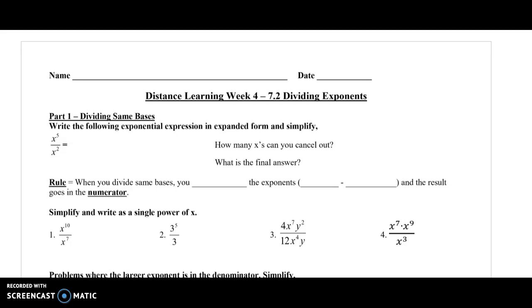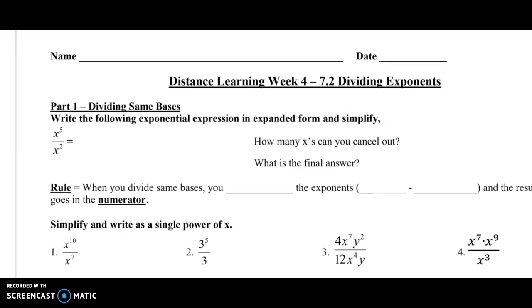So we're writing the following exponential expression in expanded form. We're first just going to talk it out and figure out what it would look like, and then I'll give you the actual trick that you'll use to be able to do this. So we're going to write this in expanded form. Hopefully you remember that this is going to be x times x times x times x times x over x times x. Then you can simplify. An x will cancel out and another one would cancel out. So we would be left with x to the third.